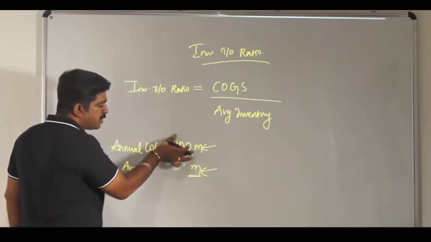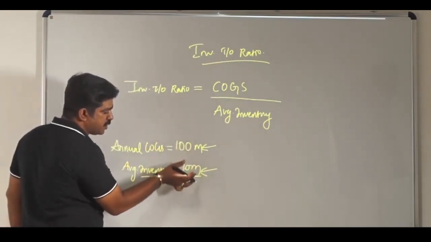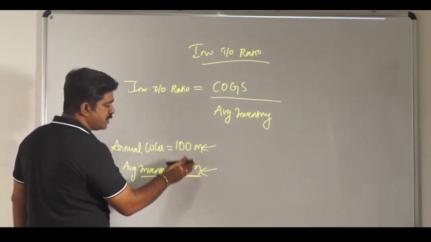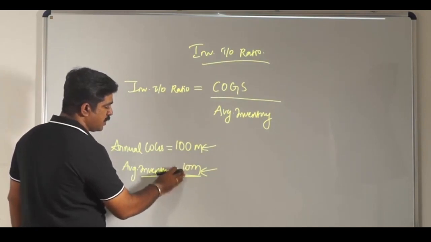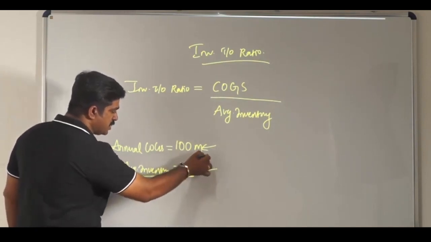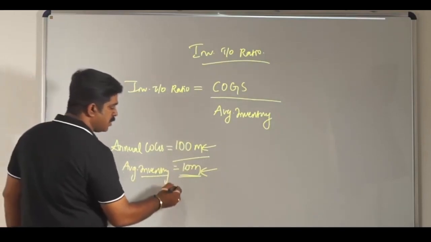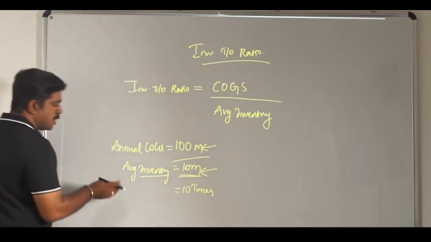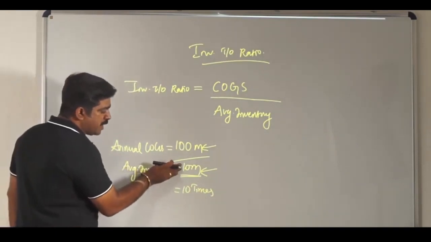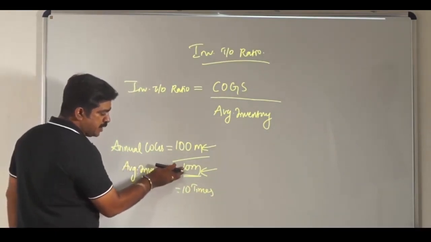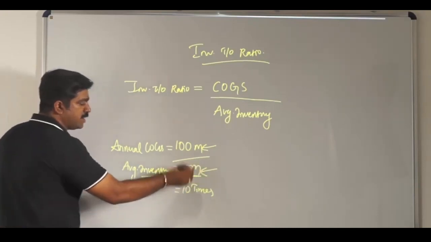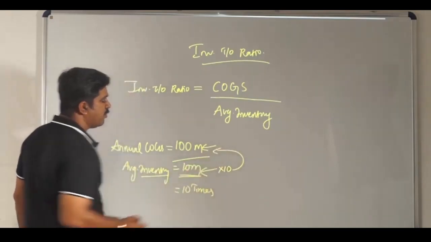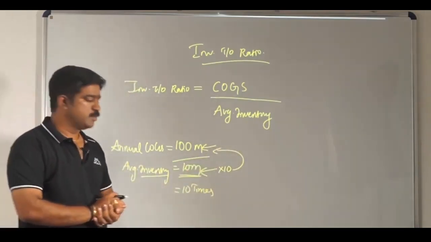So this 100 million represents one full year position, and this 10 million represents those stocks which were not yet cleared or not yet sold. So if I create a relationship between these two, that is 100 by 10, what I get is 10 times. It means this firm is keeping an inventory of 10 million, and that 10 million inventory is rotated 10 times. So here you have annual cost of goods sold, that is 100 million.